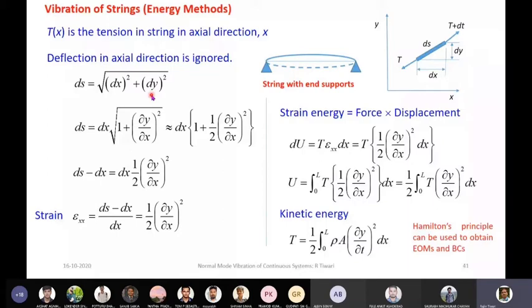So now if this is the cable, a segment of the cable, let us say the length of the cable is ds along this. Along the x-axis, that is small dx, and this is dy. Let us say the tension is T and T plus delta capital T.